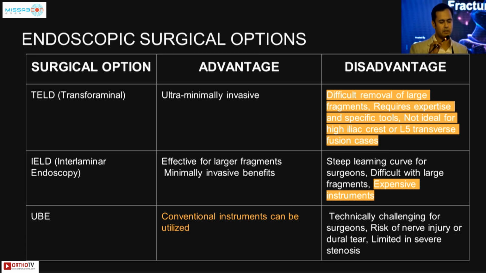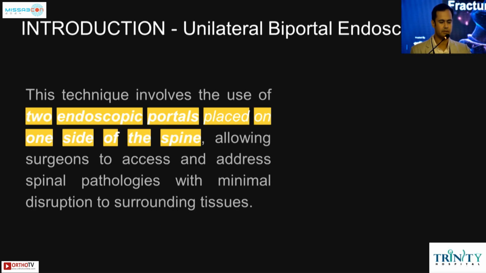The monoportal endoscopy is effective for larger fragments and preserves the minimally invasive benefits, but again it has a steep learning curve and expensive instruments. The advantage of UBE is that conventional instruments can be utilized, but it is technically challenging for surgeons, and there is always a risk of nerve root or dural injury.